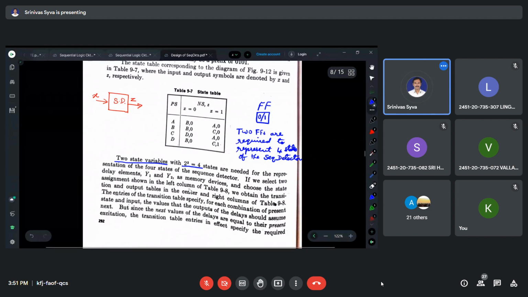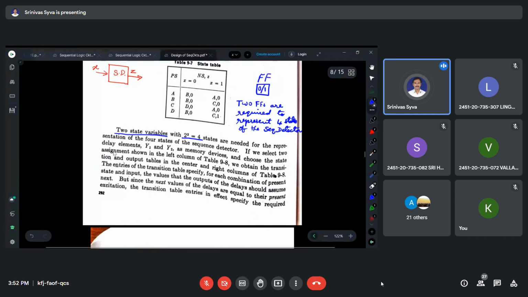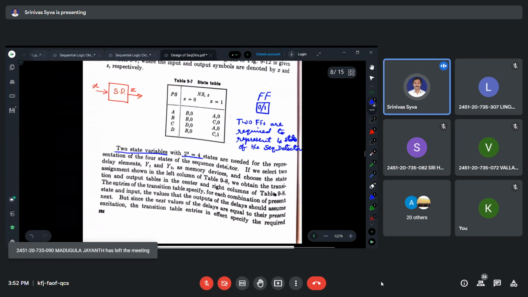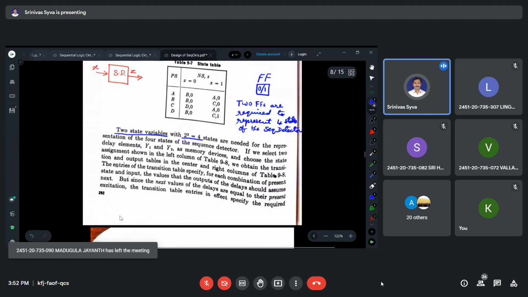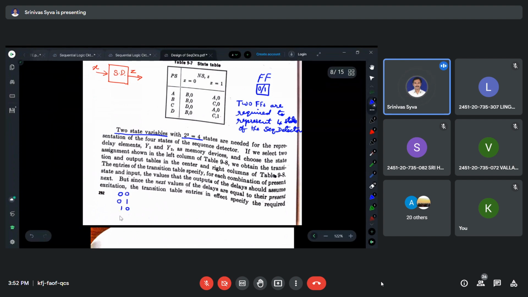So now, suppose our flip-flops are D-type flip-flops, Y1, Y2. Okay, so the state assignment. Two flip-flops means the combinations are 0 0, 0 1, 1 0, 1 1.